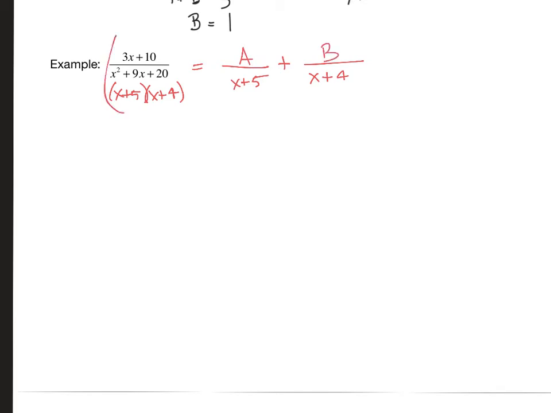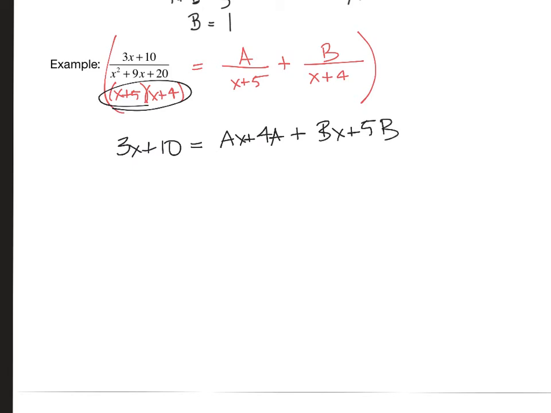Next, I'm going to fraction bust this whole thing by multiplying by that denominator. I'm not going to write that up. At this point you should be able to write this on your own, with a little bit of cross canceling. Make sure that you get 3x plus 10 equals ax plus 4a plus bx plus 5b.